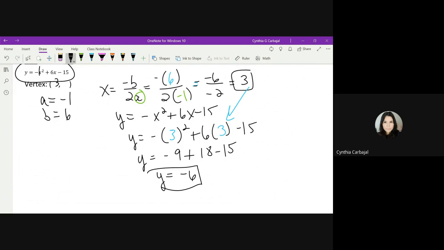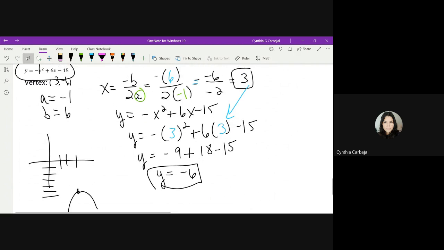So then negative 6 goes here. So if I was going to graph this, we would go 1, 2, 3 to the right, 1, 2, 3, 4, 5, 6 to the left, and this would be opening down. Why? Because we have a negative at the beginning.